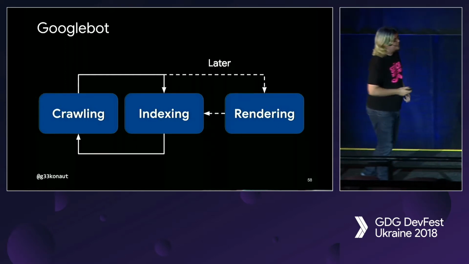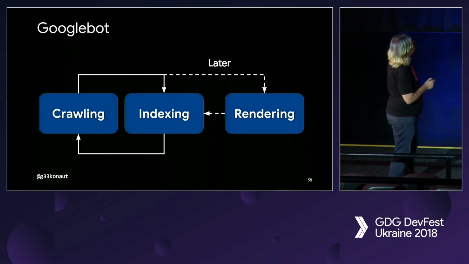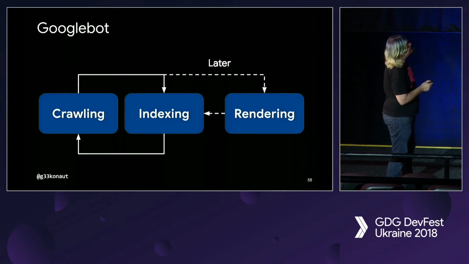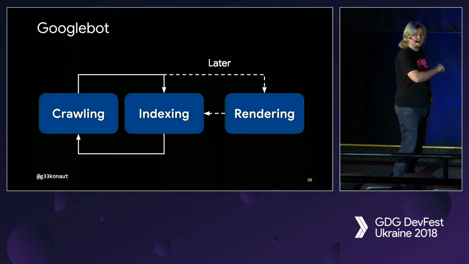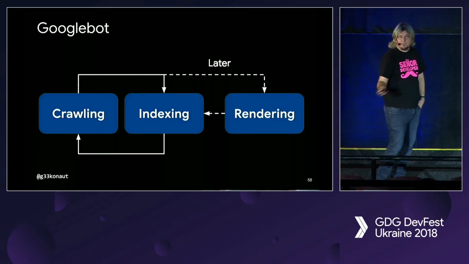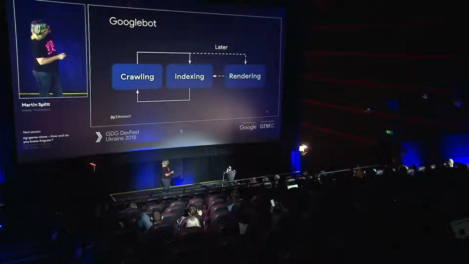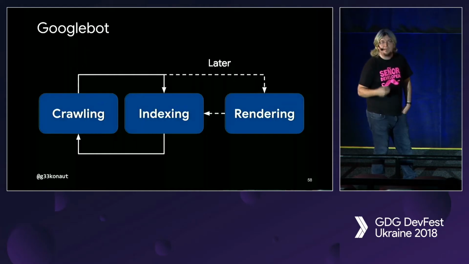So basically what we do, we crawl your page and all the content that you give us gets into the index. And if we then see that there's potentially more with JavaScript later, when we have the resources, and later can be anything from within minutes to hours to days, we come back and render your page using JavaScript.